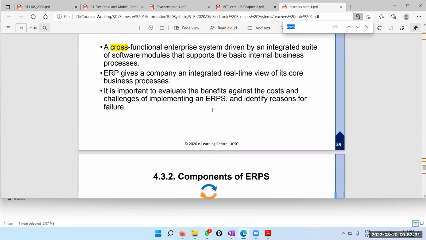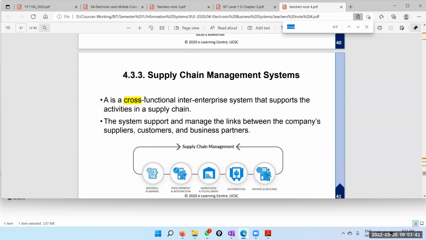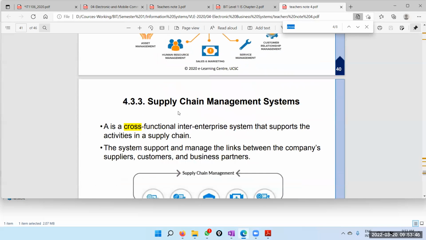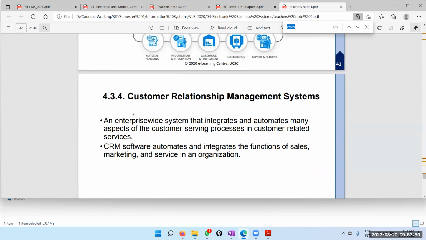Especially ERPs, right? You support manufacturing, sales, even analytics. So these are some examples of cross-functional systems: ERP, supply chain management. They have taken even customer relationship management. But customer relationship management is not that broad, but in your note, they have taken CRM as well.